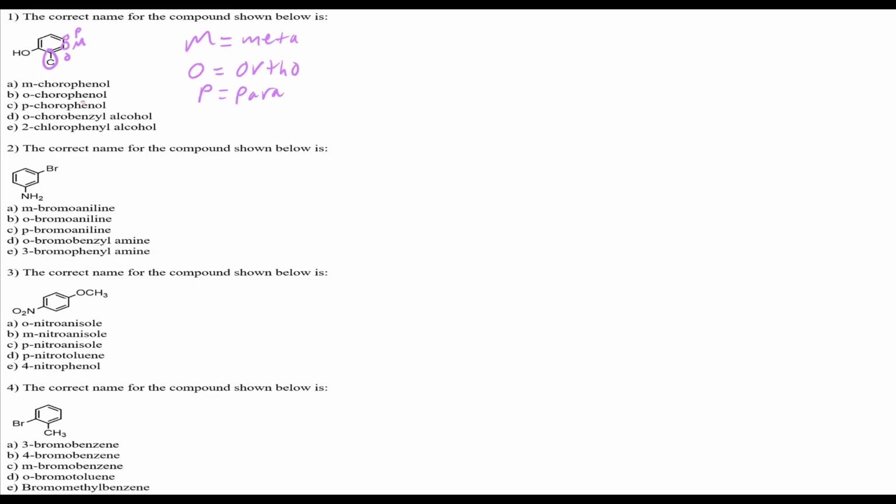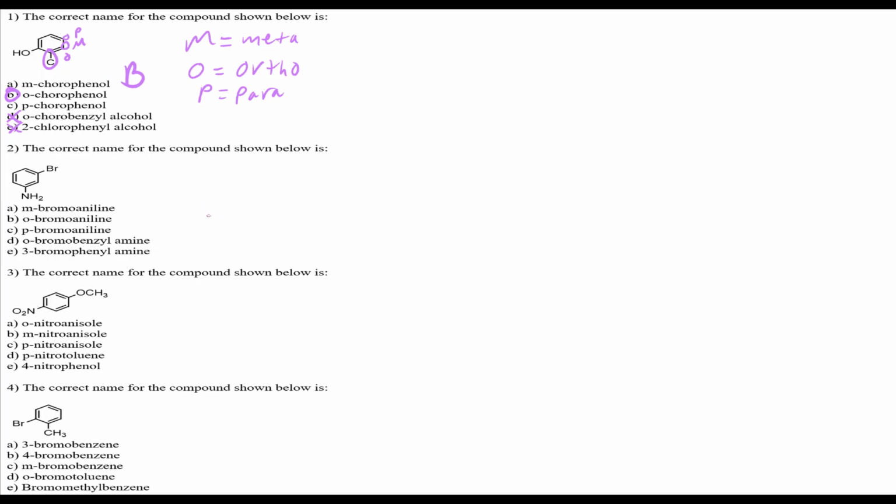So using what you already know, what's the correct answer choice? We know that our answer has to have something with phenol. So it's not D, it's not E, because whenever you have an alcohol on a benzene ring, it becomes a phenol. So it's either A, B, or C. But where's my chlorine? My chlorine is on the ortho. So I should be having orthochlorophenol, so it should be B.